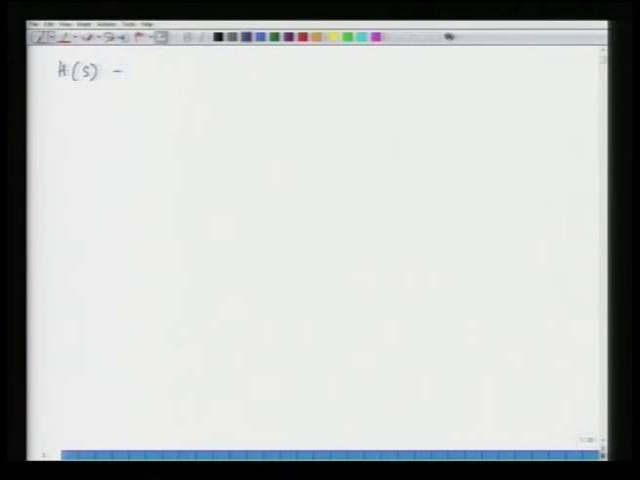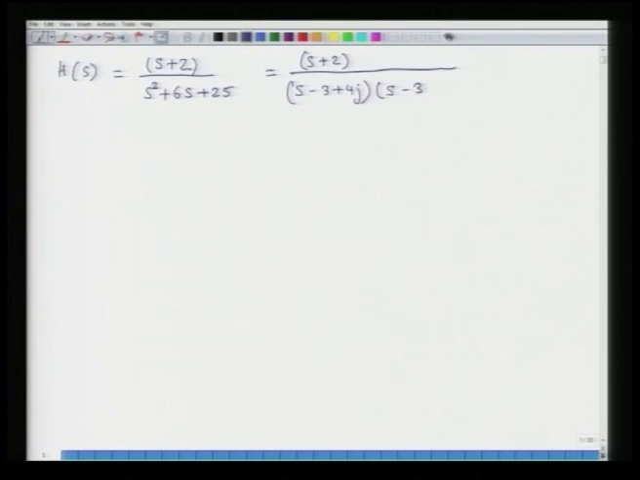So, in this context, let us say that the transfer function for which we are interested in developing a Bode plot for magnitude and phase looks like this: s plus 2 over s square plus 6 s plus 25. Okay. So, if I find the roots of the denominator, essentially what I get is in the numerator I still have s plus 2, and in the denominator I have s minus 3 plus 4 j times s minus 3 minus 4 j.